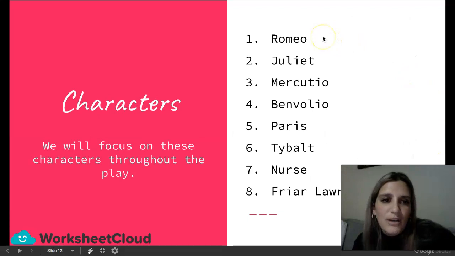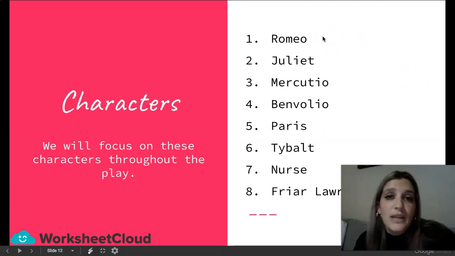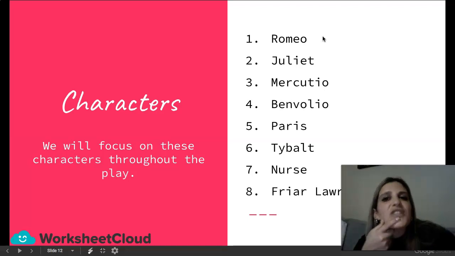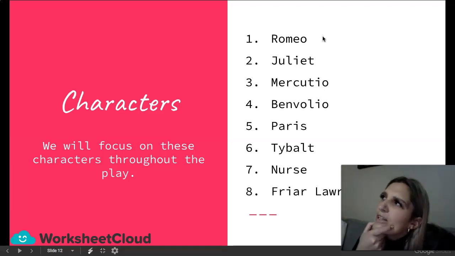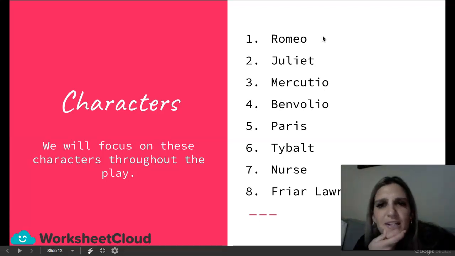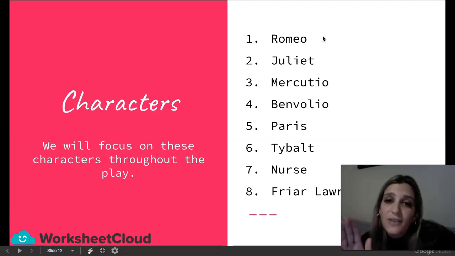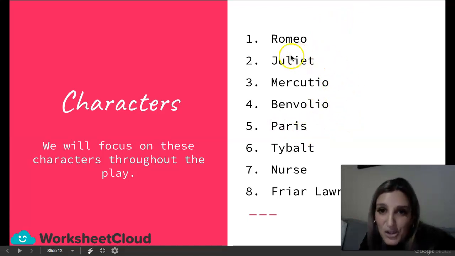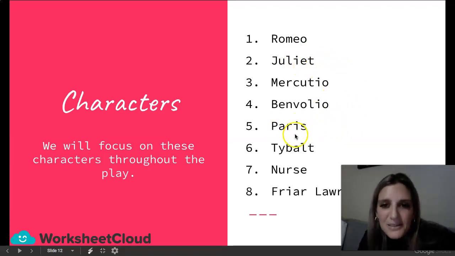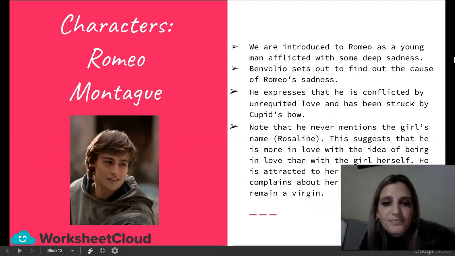Then here are our characters. Remember, you must know your characters. You can't just guess, oh, I think Mercutio is related to Juliet, or is Mercutio related to Romeo? Now I can't remember. You have to know. So Romeo, Juliet, Mercutio, Benvolio, Paris. Who's Paris? Paris and Juliet are betrothed. They must get married. Tybalt, the nurse, and Friar Lawrence.